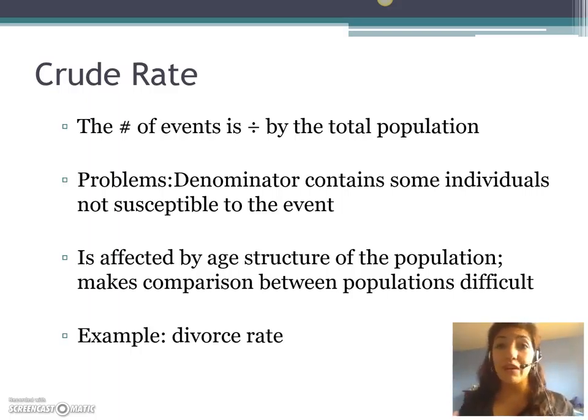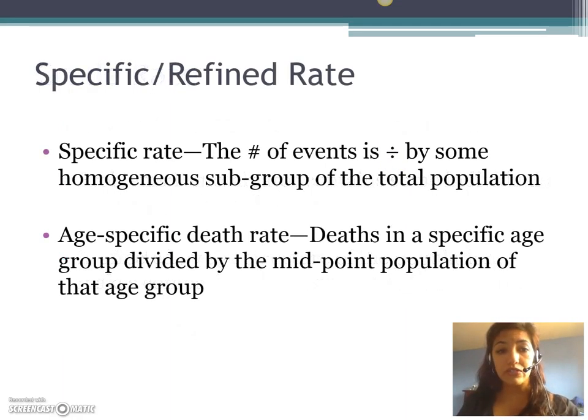So they're part of that denominator, and yet there's no way they could contribute to the number of divorces, so why are they in the denominator? So when you have a crude rate, it can include people that just wouldn't be susceptible to that situation. So that's why we have a refined rate. Sometimes it's called the specific rate, where it's the number of events that are divided by some homogeneous subgroup of the total population. So it could be age specific, like an age specific death rate.